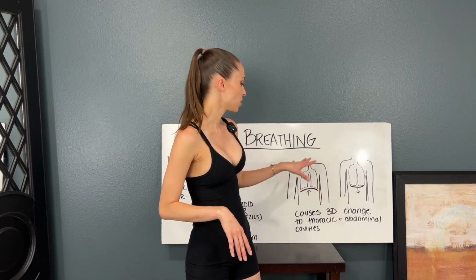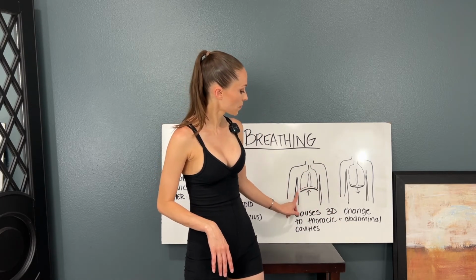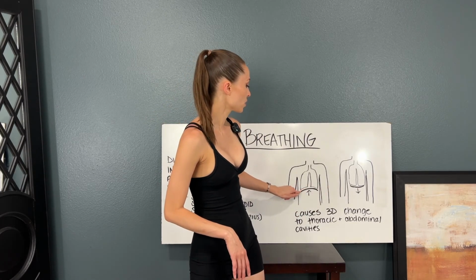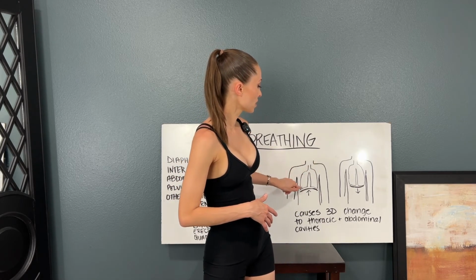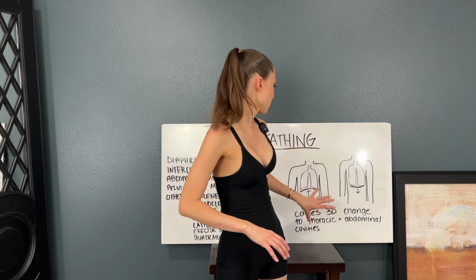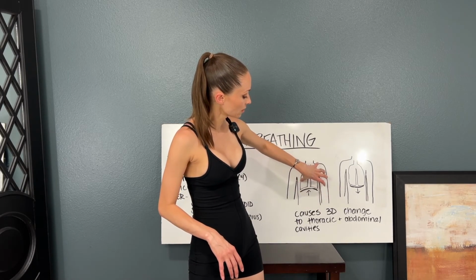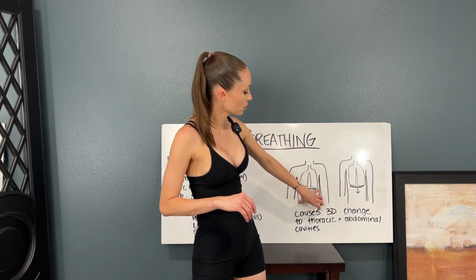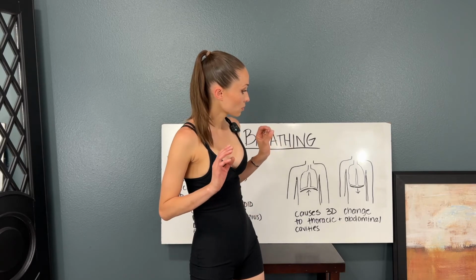So it does cause a 3D change, and they call them cavities because the diaphragm is the middle point in between the two. There is a cavity for the abdomen and one for the thoracic, and each is encapsulated, like a membrane covering. So everything is kind of a compartment for the thoracic, the upper portion, and a compartment for the abdominals. So that's very briefly how breathing works.